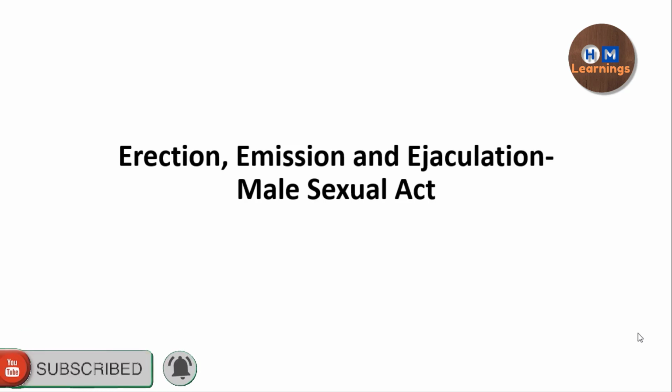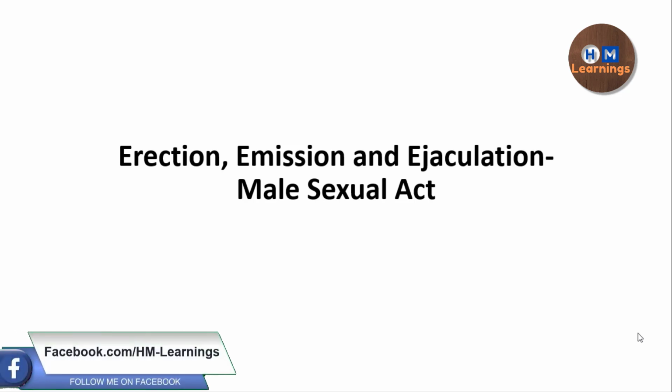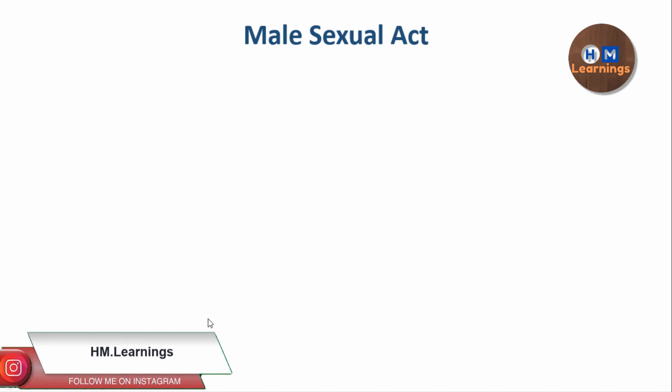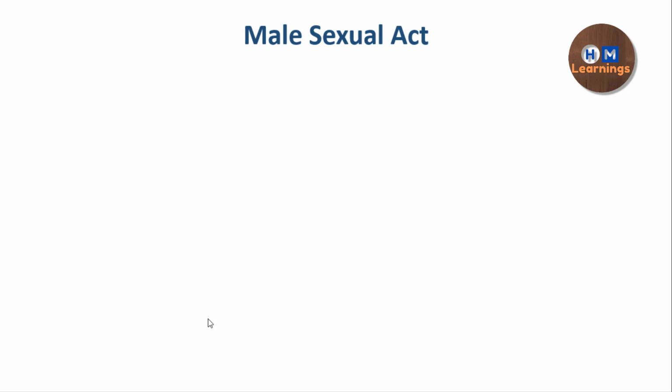So today we are back with another video on the reproductive system, that is about the male sexual act. The male sexual act consists of three motor responses, that is erection, emission, and ejaculation. And the important point to remember about the male sexual act is that it's a spinal reflex. As you remember from the videos on reflexes, a reflex is a stereotypical, predictable and involuntary response to a particular sensory stimulation. And here also the male sexual act is a spinal reflex.